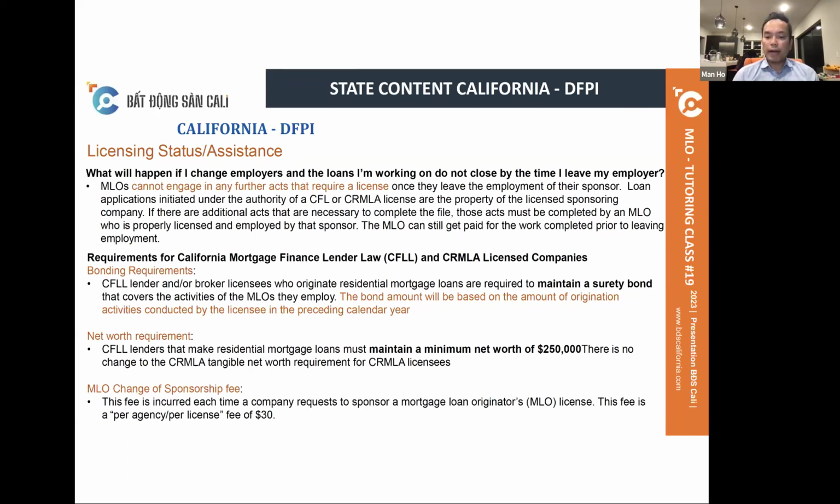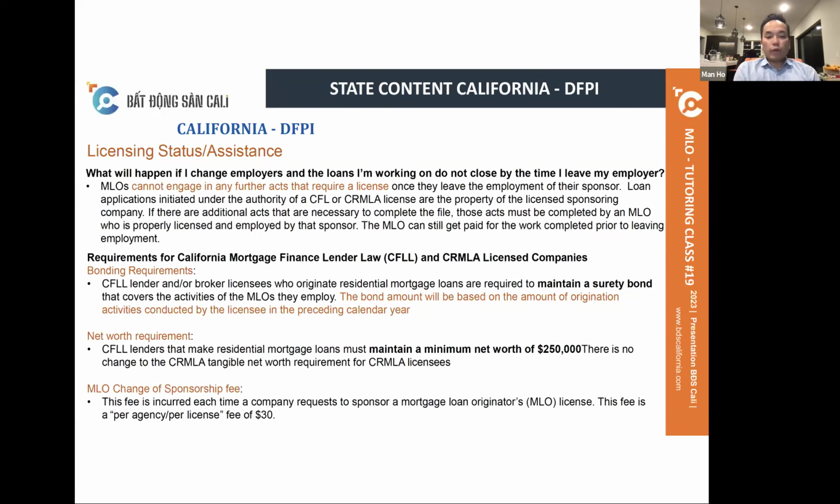Okay, the bond amount will be based on the amount of origination activity conducted by the licensee in the preceding calendar year. Okay, so let's say this broker, this lender, sells $50 million of mortgages. Then let's say the bond for $50 million is $5,000, right? I'm just throwing out a number. And if you're selling 200 million, then the bond may be $10,000, right? So the surety bond amount depends on how much you're lending each year. Okay, so if you're lending less, it goes down. If you're lending more, that surety bond may increase.